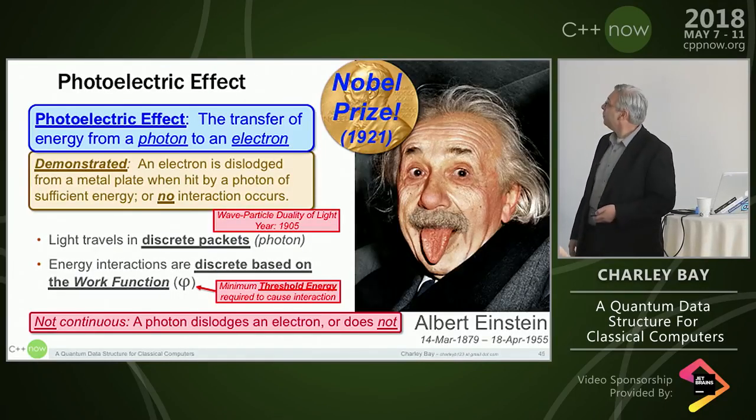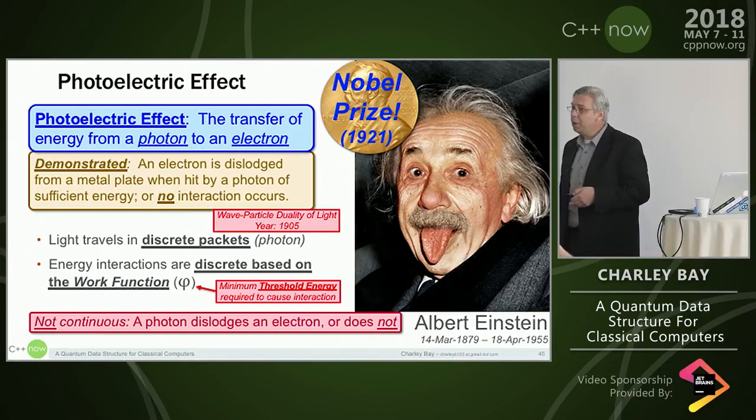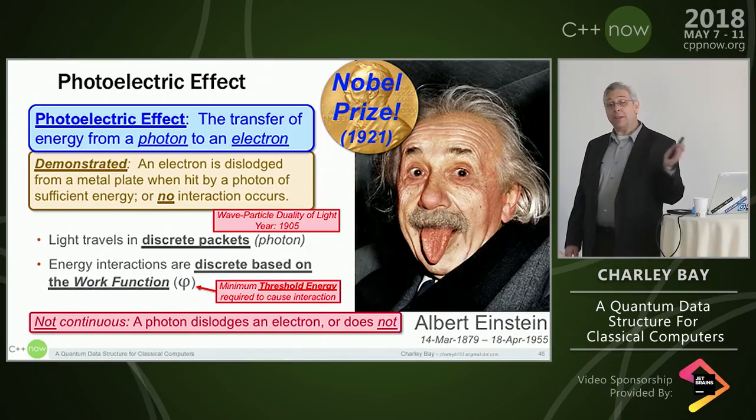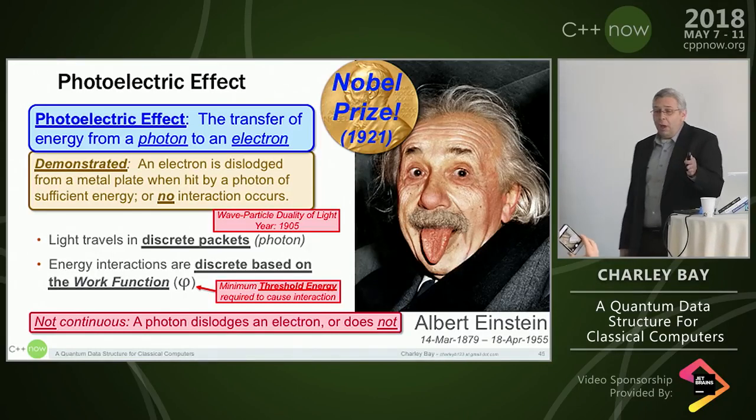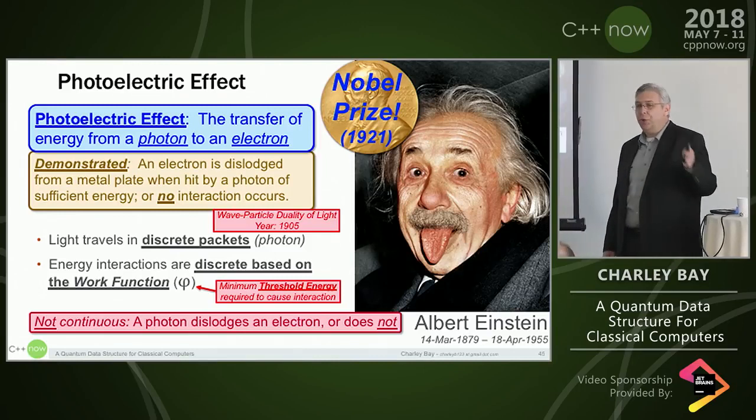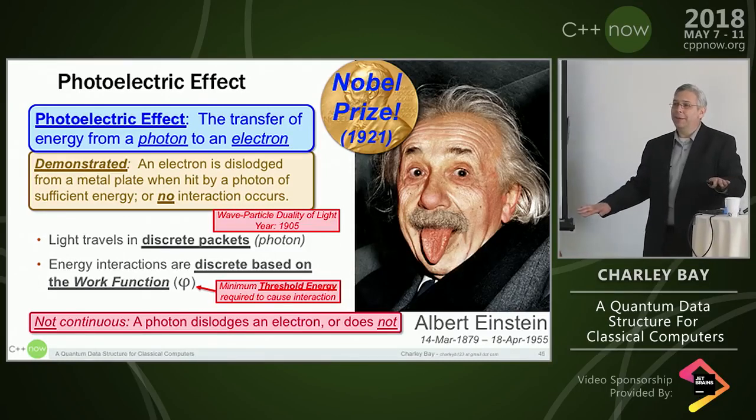Here's a guy, did a thing, Nobel Prize in 21, but the photoelectric effect. It's not continuous. An electron will dislodge, or a photon will dislodge an electron or not.